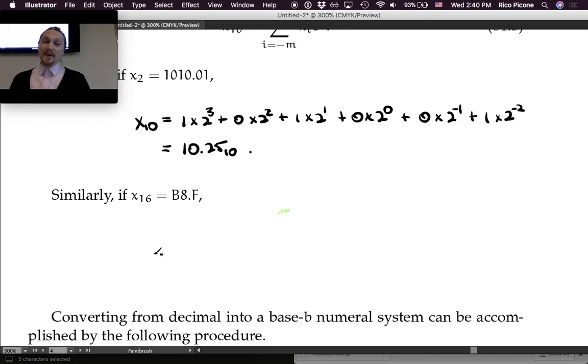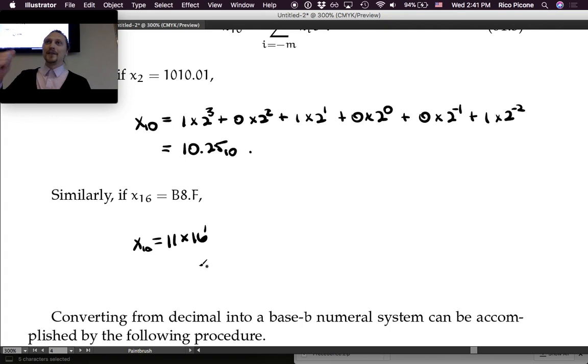So if x16 is b8.f, which is just a creepy looking number, we would say that x10 is equal to, so remember, we have to represent each of these in base 10 in the formula. So what is B in base 10? Yes, 11. That's right. 11 times, and then what's the base? 16 to the second. Actually, no, 16 to the 1, right? Because this is the 0, so 1. So 11, because 9, 10, 11, so A, B.